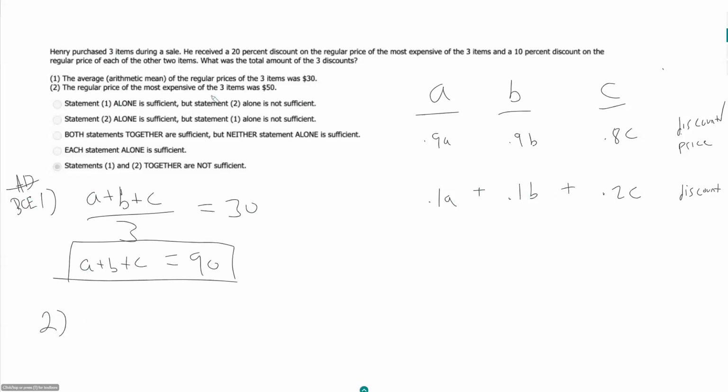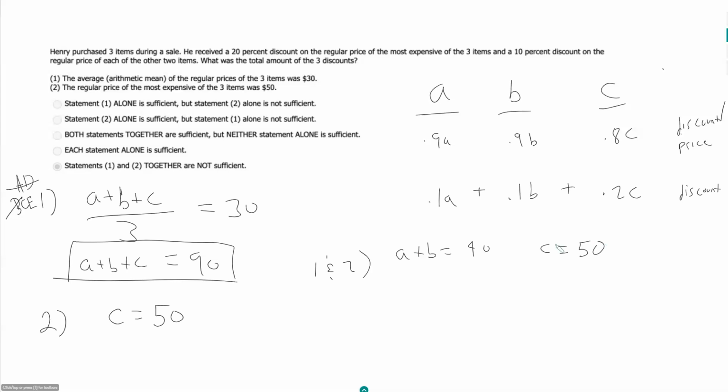The second statement: the regular price of the most expensive of the 3 items was $50. So by itself, this is going to be insufficient. This is telling me that C is equal to 50. So just knowing C is equal to 50 doesn't help me find A and B, so that's going to be insufficient. But let's look at them together now. So now I know if C is 50, then A plus B must be 40. I know A plus B is equal to 40 and C is equal to 50.